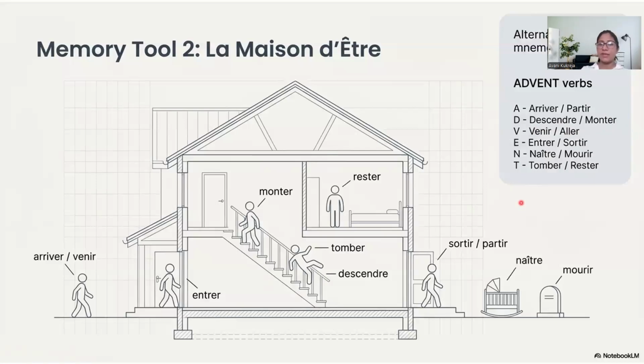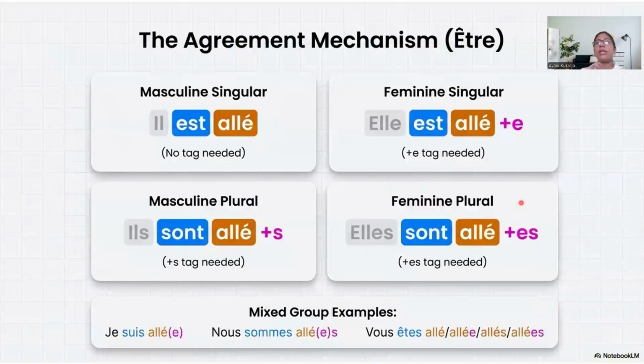Now, the only difference between avoir and être, apart from the auxiliary verb, is that if the subject happens to be feminine, we add an extra E to the past participle. If it is masculine plural, we add S. If it's feminine plural, we add ES.